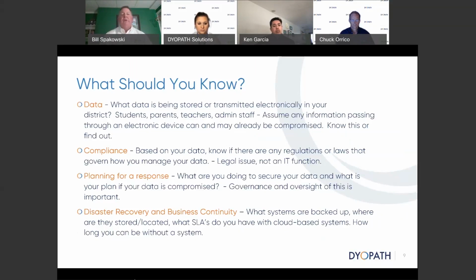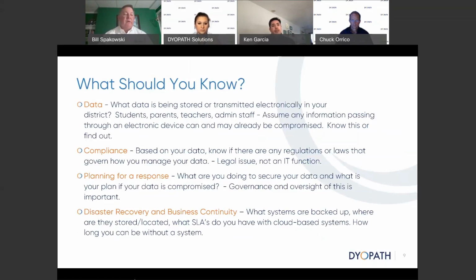Understand your compliance requirements. What data is out there? How do we have to protect it? What's required? And again, those types of things are not an IT function, that's an organization function. Understand your legal issues. Also understand from a compliance standpoint, based on what type of insurance you have, what that insurance requires you to do in order for them to support you if there is a breach, or more importantly, when there might be a breach. Remember, it's not if, it's when.